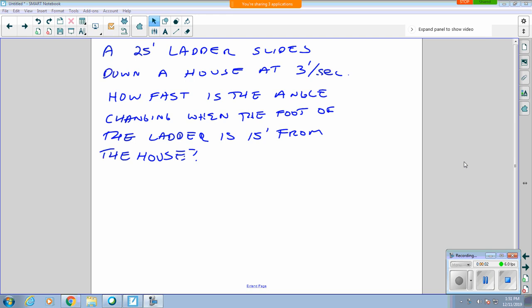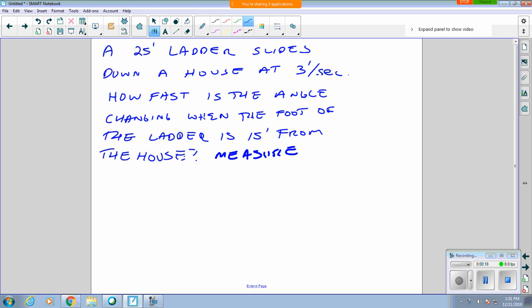We have a word problem. A ladder slides down a house at 3 feet per second. How fast is the angle changing when the foot of the ladder is 15 feet from the house? I suppose we need to put a note on here. Let's measure the angle.